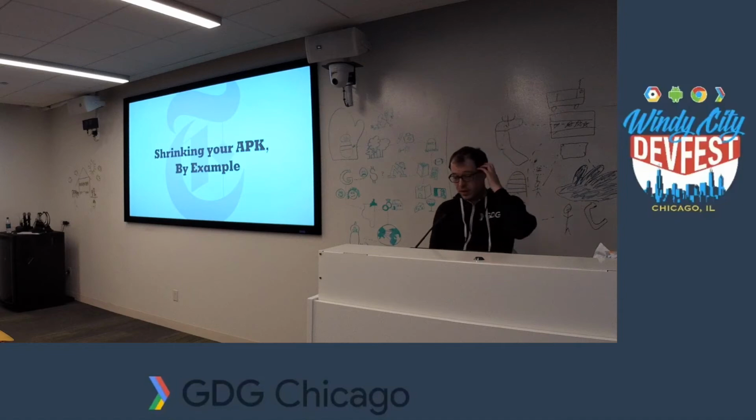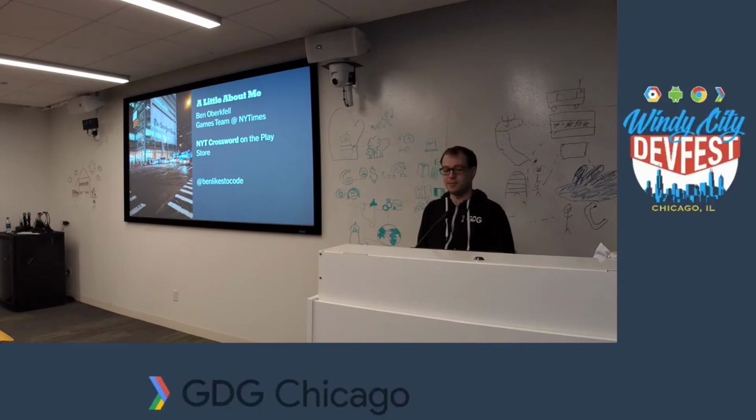I'm going to talk today about shrinking your APK by example. A little bit about myself. My name's Ben. I'm on the games team at the New York Times, so I'm responsible for the New York Times crossword app for Android. We're on the Play Store, been there for about a year. And there's my Twitter if you want to follow me.